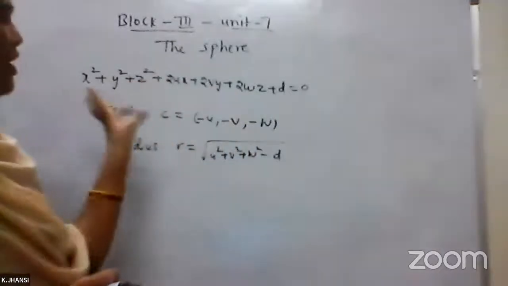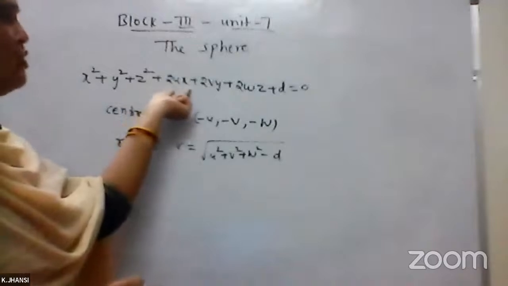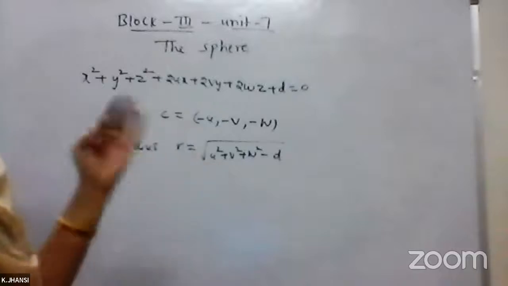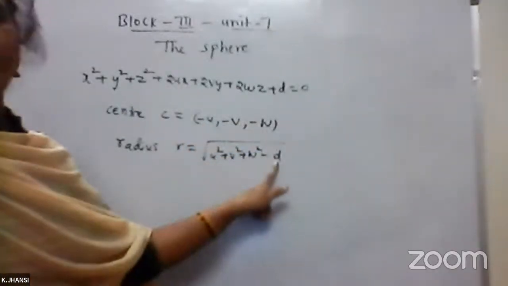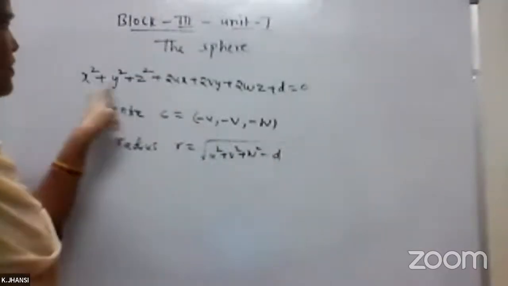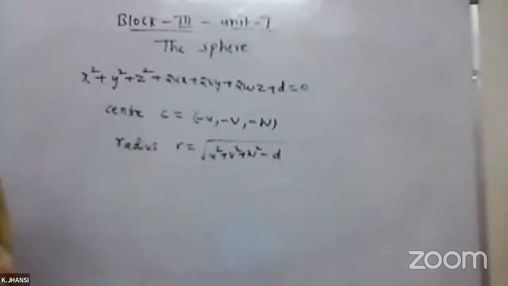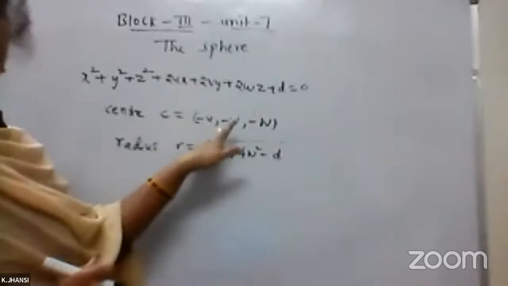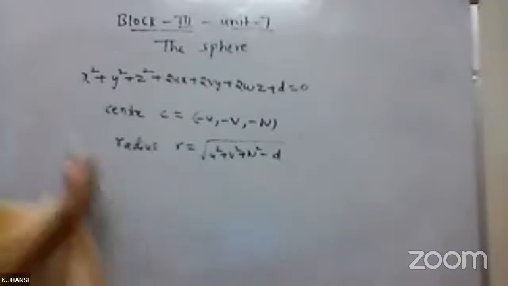They will give 4 points A, B, C, D. Each and every point you have to substitute in this formula of the sphere. Then you will get 4 equations. If you solve those 4 equations, you will get the 4 values, that is u, v, w and d. When you substitute them in the general equation of the sphere, you get the equation of the sphere. After that, by comparing, you get the center and the radius. This whole combination you will get for the 10 marks.